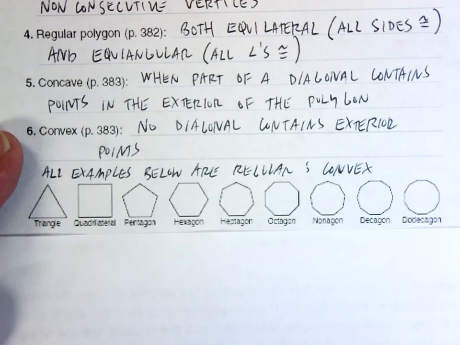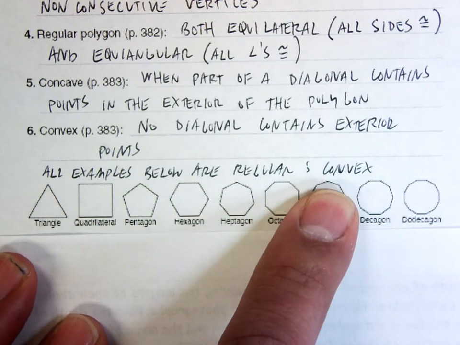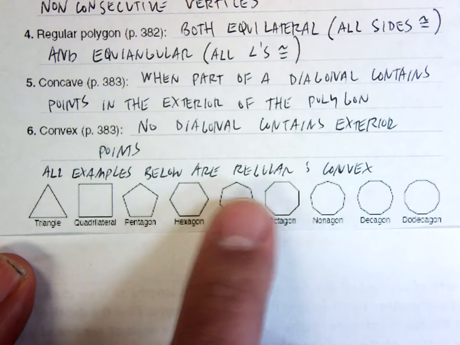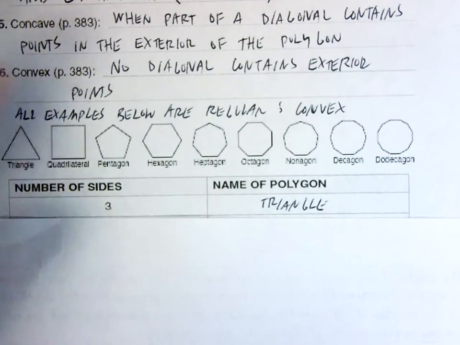Alright, do me a favor, write this here. All examples below are regular and convex. So all these shapes, they are regular and they are convex. We're just going to name some polygons. Okay, most of this should be review.